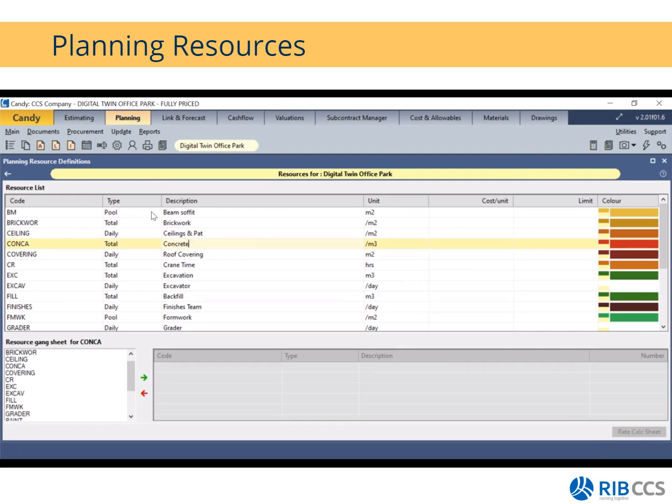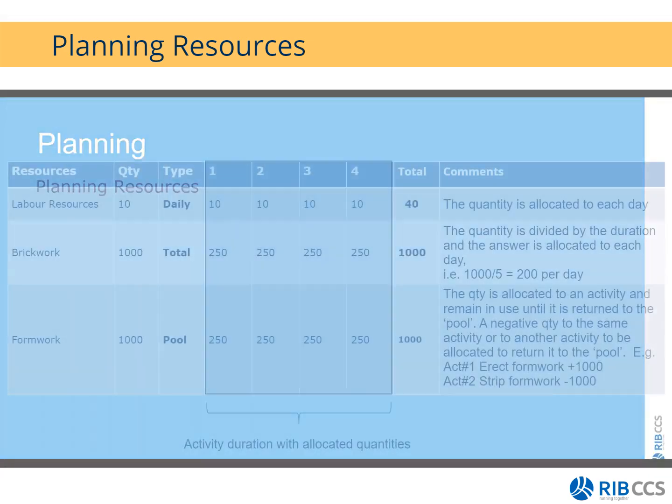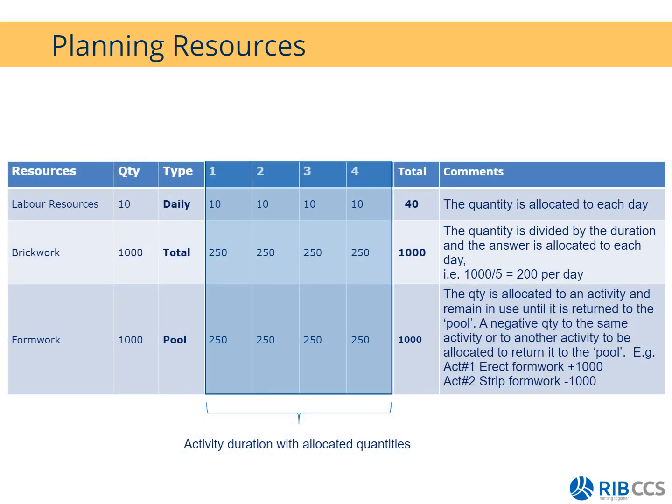But before we continue to the allocations, I would just like us to zoom in a bit on the various types. My daily type is usually allocated to your plant or labor resources. In this case, the example is if you have a skilled labor, for instance, and you need a quantity of 10, my type is daily.